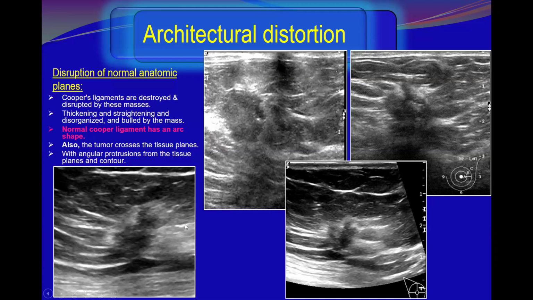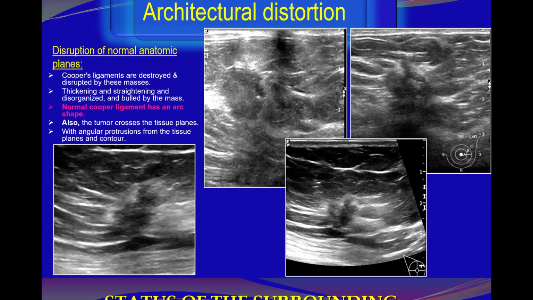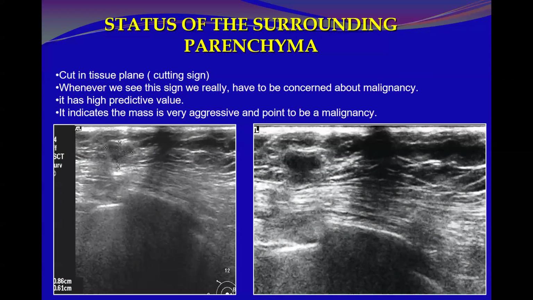Also we can see here the tumor crosses the tissue plane. If you can see here, this is a tissue plane. The tumor crosses the tissue plane. Not only that, they are protruding. There is protrusion of the tumor beyond the contour of the fat glandular interface. Okay, all these are my patients. Again, this is my patient.